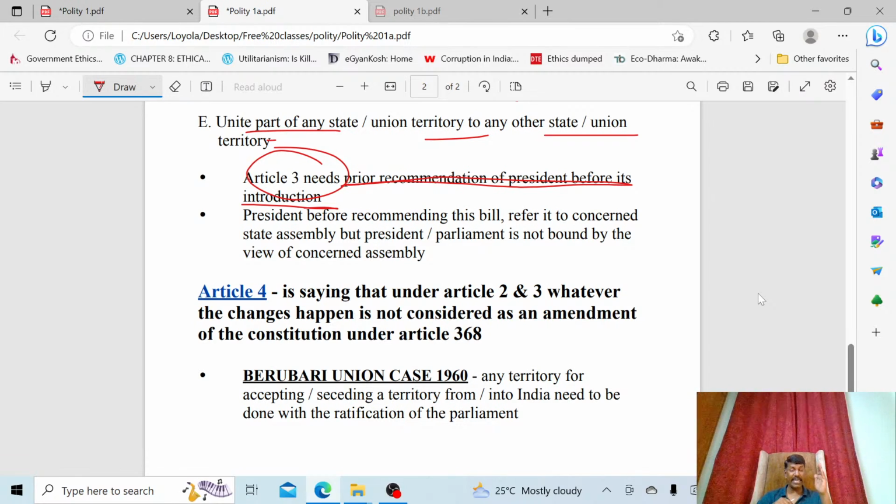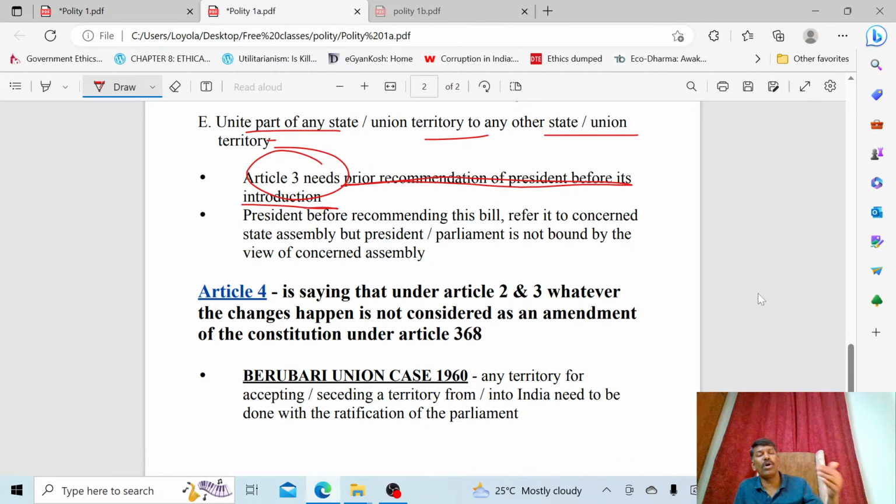On the basis of the guidelines of the Supreme Court in the Berubari Union case, it gave a clear verdict that if the government wants to give any territory to any other country, or accept any territory from a country, the ratification of Parliament is very necessary for modifying or accepting the state outside. The external readjustment under Article 2 of the Indian Constitution can be done only with the help of the ratification of Parliament.